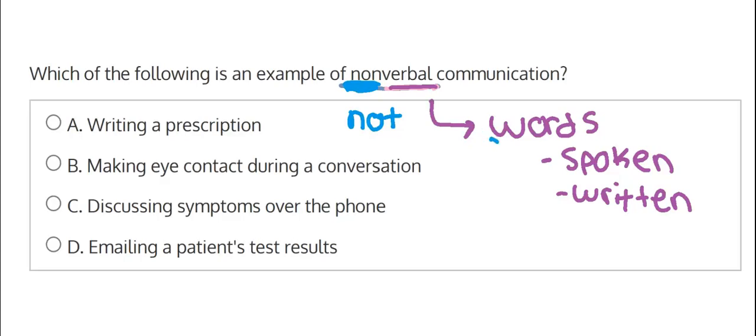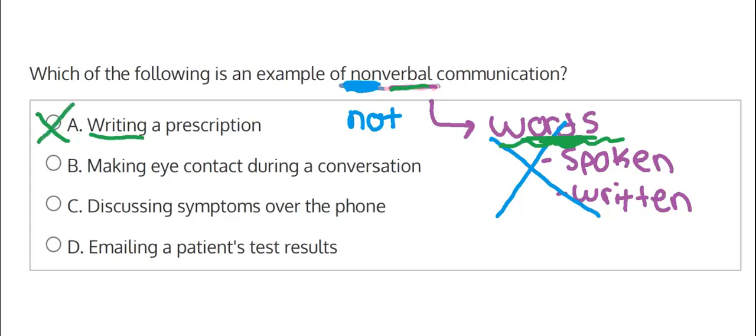So it's not going to be spoken, it's not going to be written, it's going to be communicating in a different format. And we'll make more sense of this as we look at the choices here. So option A says writing a prescription. So writing means words, which is what we're saying that nonverbal would not have, because verbal is words. So therefore, writing a prescription, we will eliminate it because that's verbal and not nonverbal.